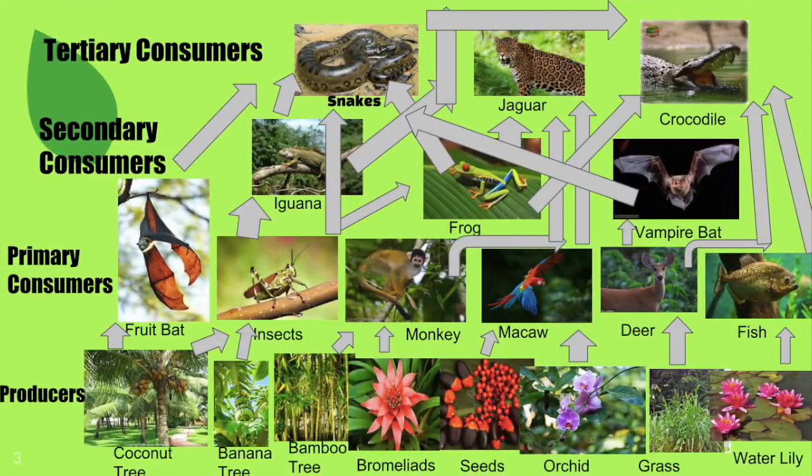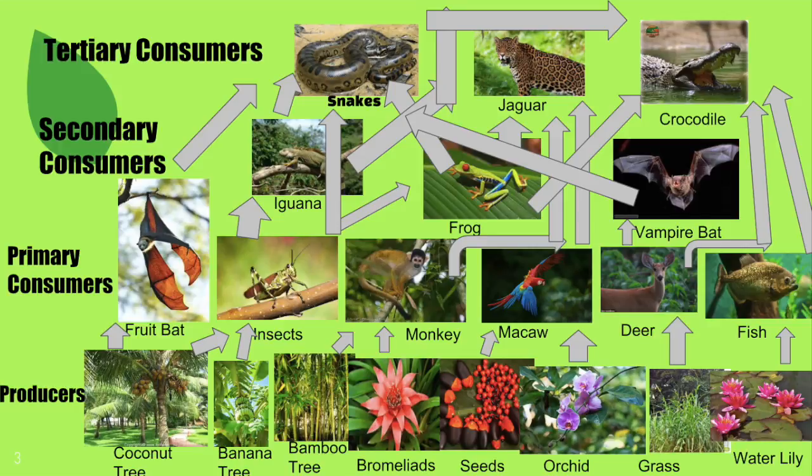A food web shows the relationship between organisms in a biome. Here we have the tropical rainforest food web. It consists of producers, primary consumers, secondary consumers, and tertiary consumers. There is an abundance of producers distributed in the tropical rainforest, such as the coconut and bamboo trees. Primary consumers consist of animals who eat the producers, such as monkeys and deer.